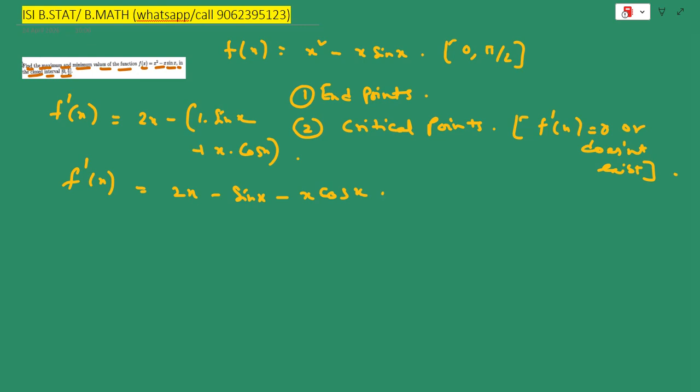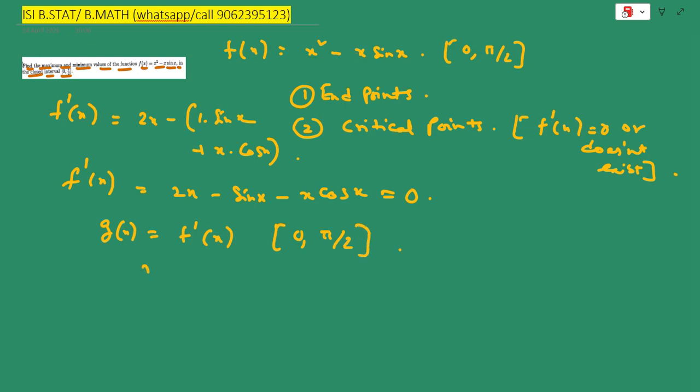Now we set f dash x equal to 0. So 2x minus sin x minus x cos x is equal to 0. Now you can't just solve this for x with basic algebra. This is where we use mathematical introspection. So let's check the behavior of g(x) equal to f dash x in the interval 0 to pi by 2.